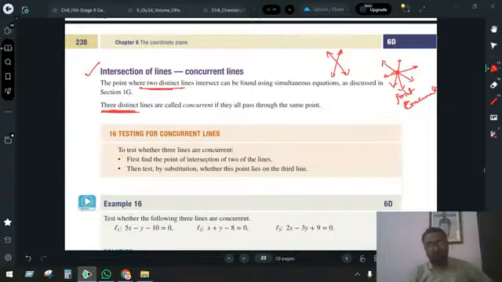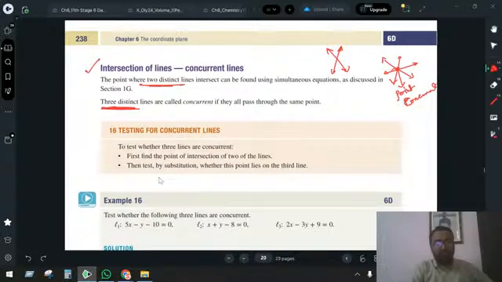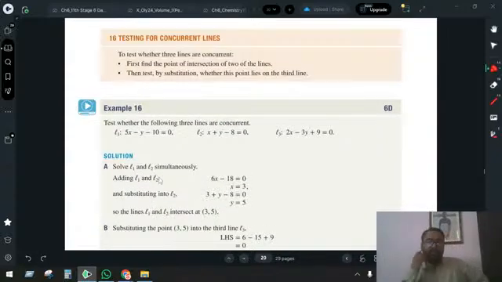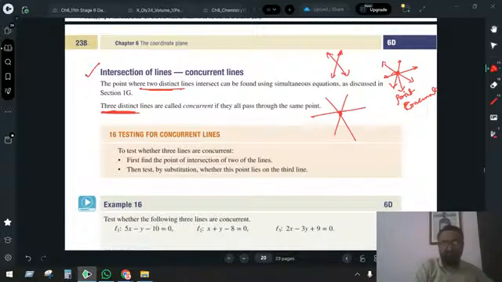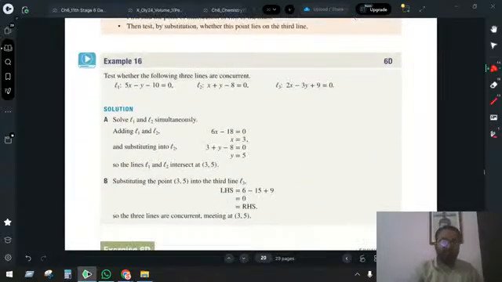That's it. And the condition is for testing whether the lines are concurrent or not. Test whether three lines are concurrent: first find the point of intersection of two lines and substitute in the third line. Here two lines are already intersecting, so solving simultaneously, we get the point of intersection. If we substitute in the third equation and it is satisfied, then the three lines are concurrent.